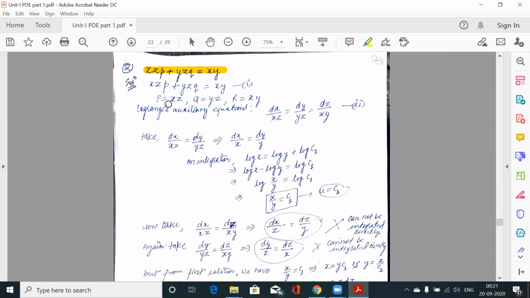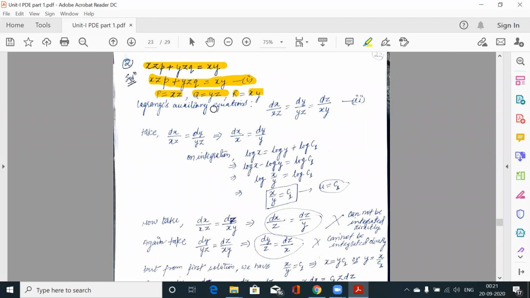So this question is already in the standard form, because it is of the form capital P small p plus capital Q small q is equal to capital R. So capital P is xz, the coefficient of small p; capital Q is the coefficient of small q, yz; and R is the right hand side, xy.